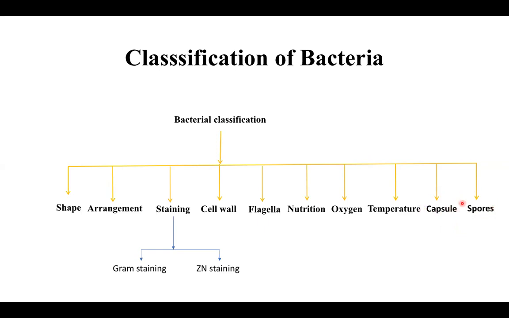And another criterion for the classification of bacteria is based on the presence of spores. Those bacteria which have spores are known as spore forming bacteria, while those bacteria which do not have spores are known as non-spore forming bacteria.